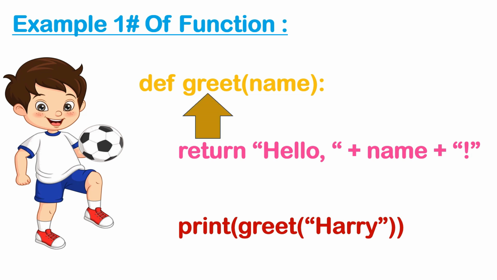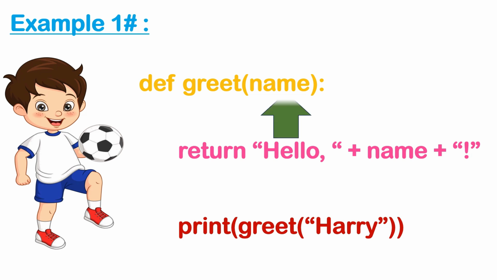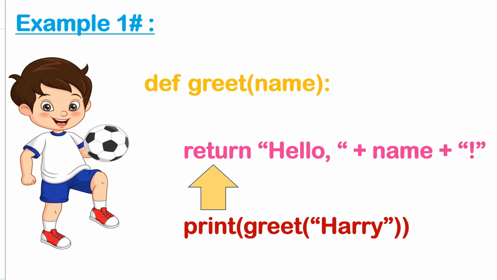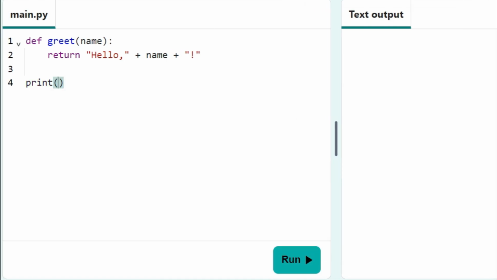greet is the name of the function. name is the input, which is the person you want to greet. Inside the function, it creates a greeting message using the provided name, and then it returns this message. Finally, when we run print(greet("Harry")), it prints Hello, Harry!